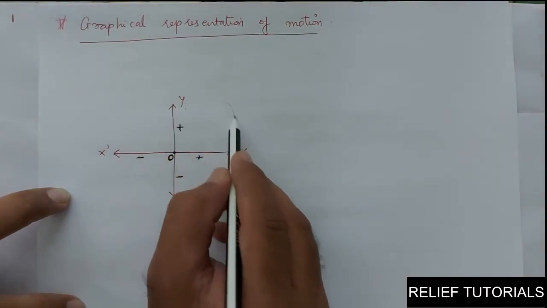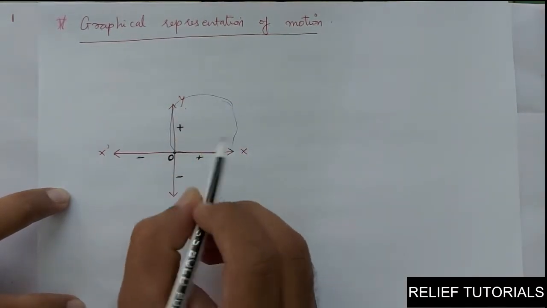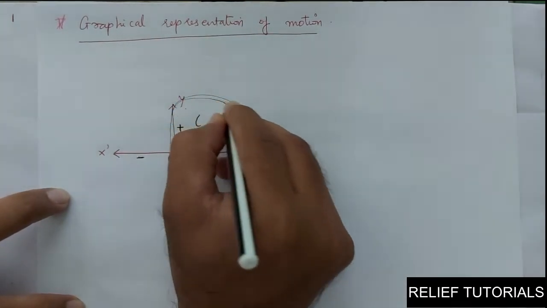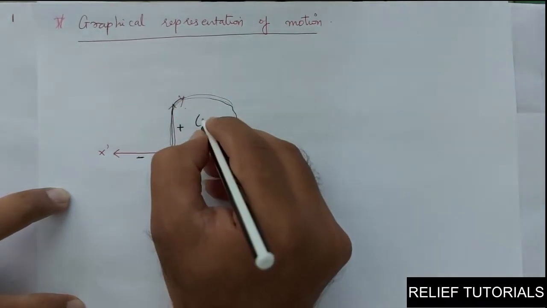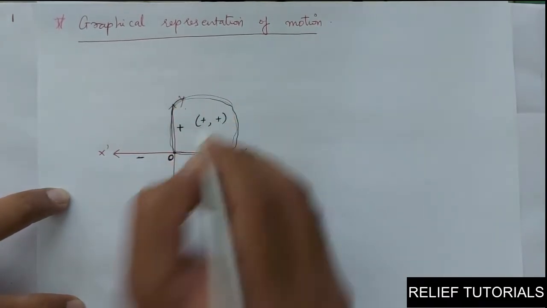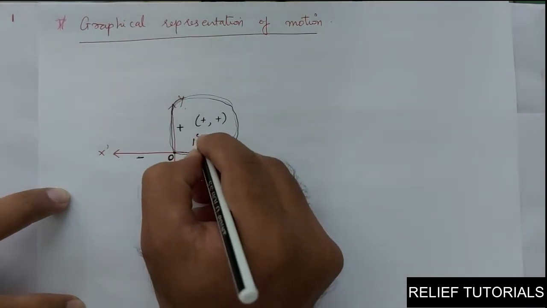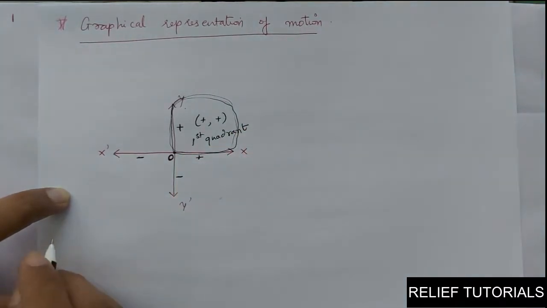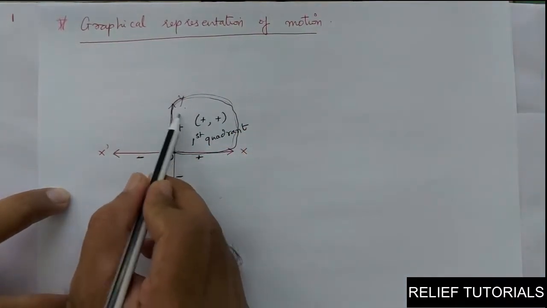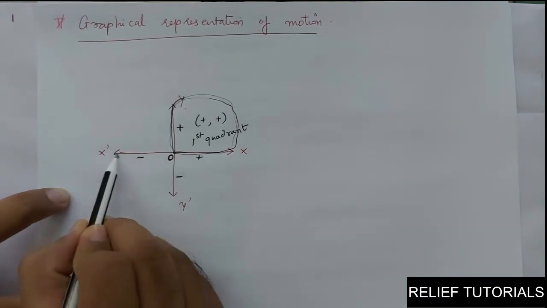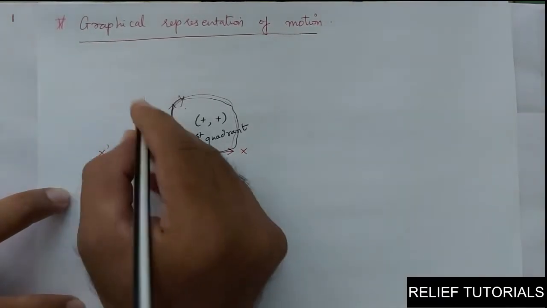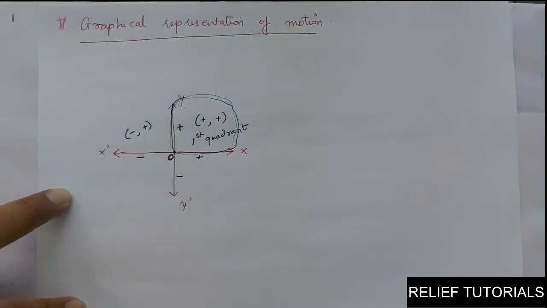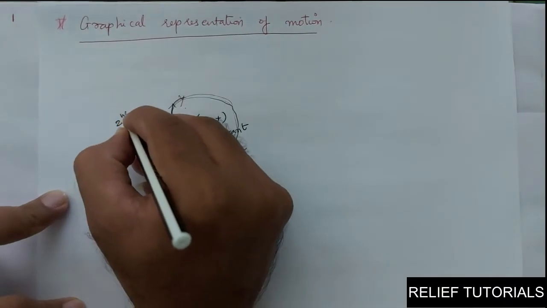So this area, which contains x coordinate positive and y coordinate positive, in this region all the coordinates have positive sign. This is the first quadrant. Moving anti-clockwise, look at this region in which x coordinate is negative and y coordinate is positive. So here the coordinates have sign negative, positive. This is the second quadrant.